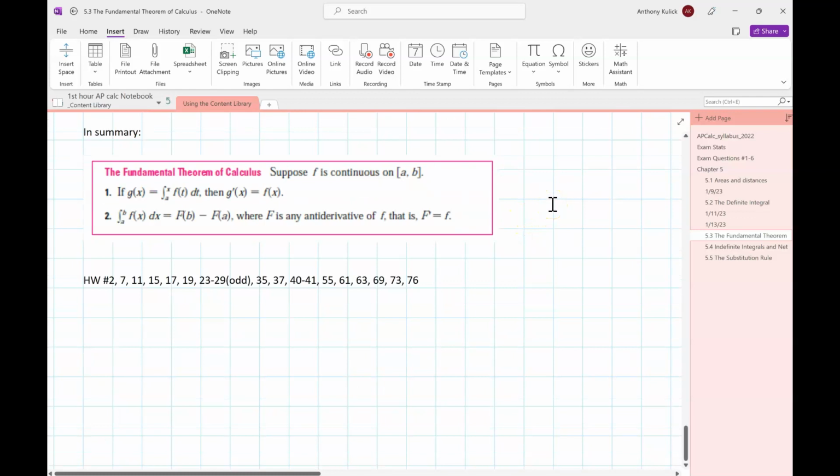All right, so again, to summarize what we've done here today, the fundamental theorem of calculus. If f is continuous on [a, b], then integrals cancel out the derivative. That's part one. Part two, the integral from a to b of f of x dx is the antiderivative evaluated at b minus the antiderivative evaluated at a. That's the takeaway. Did this just get a whole lot simpler?